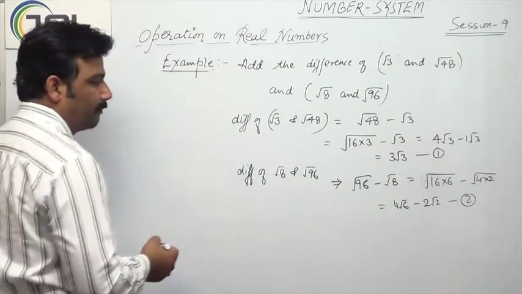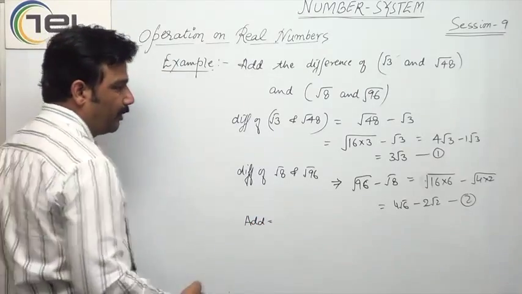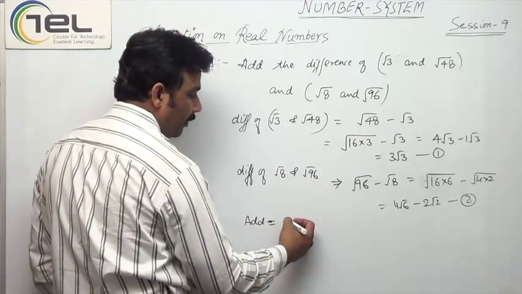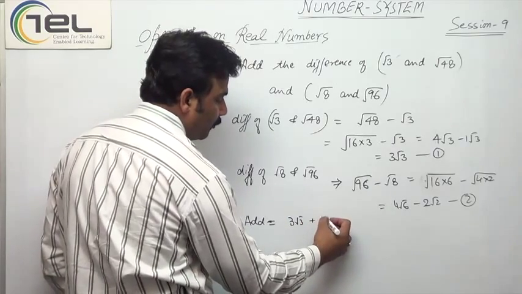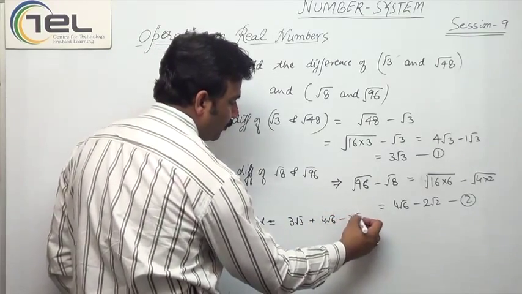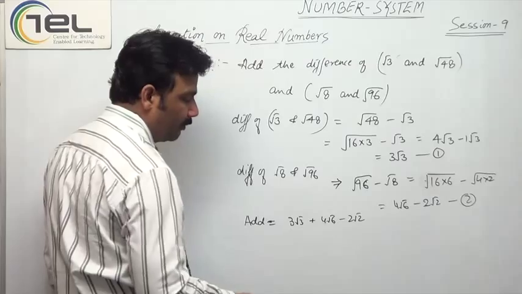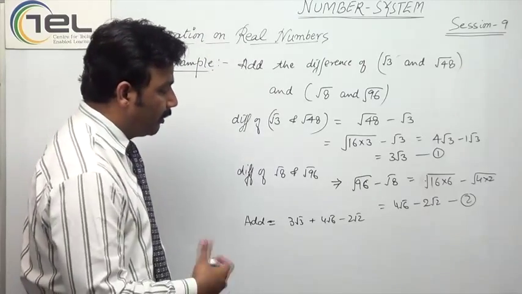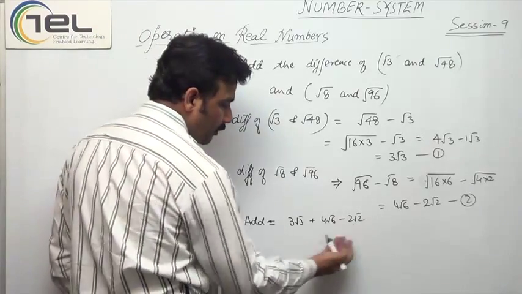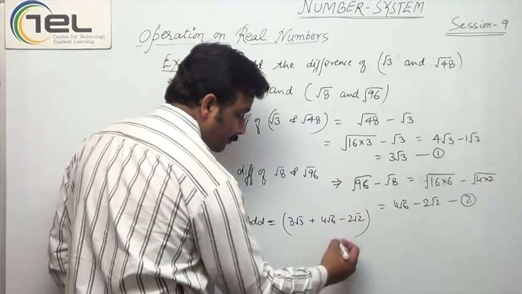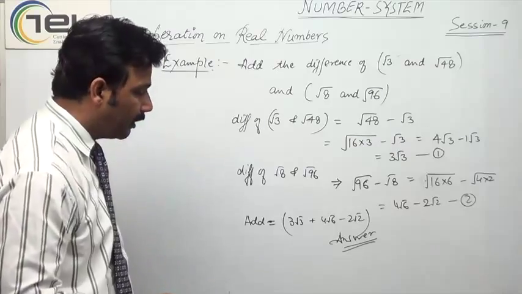Now just add them. Now how will we add? The operation we are doing is adding them. It is 3 root 3 added to 4 root 6 minus 2 root 2. So this is the final answer. There is nothing which can be taken common from both of them. So we put it as it is. Clear?